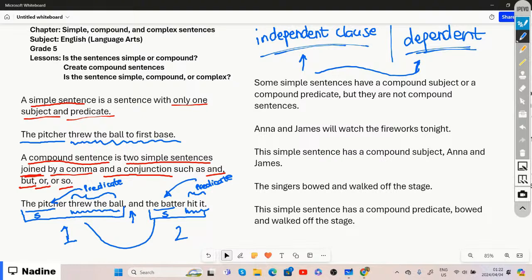And usually a dependent clause sometimes starts with a subordinating conjunction. We are going to come to complex sentences and I will give you a few examples. Before I go on to examples of complex sentences, does everybody understand what a simple sentence is as well as a compound sentence before we go to a complex sentence?